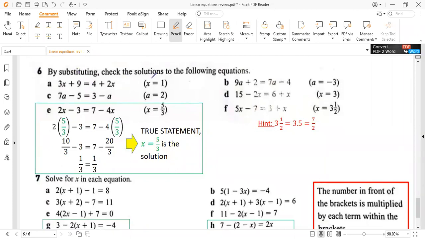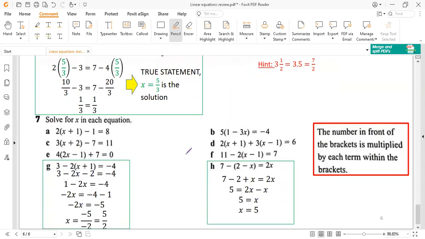Also, to check the solution of a given equation, it is very easy: we only substitute the given value for the variable to find out if we get a true statement or a false one. So easy also.